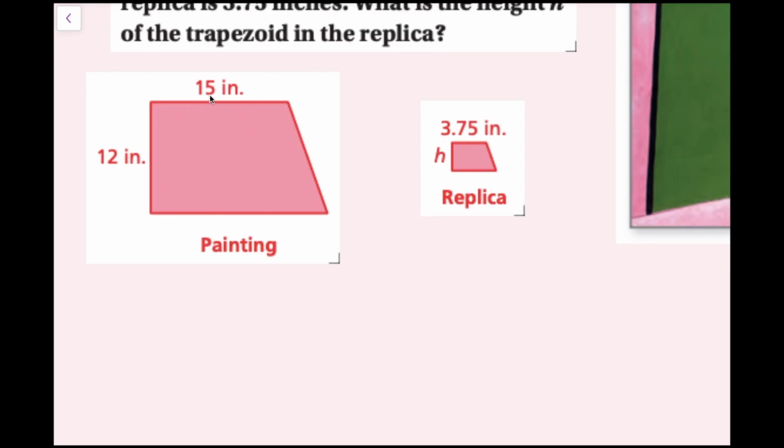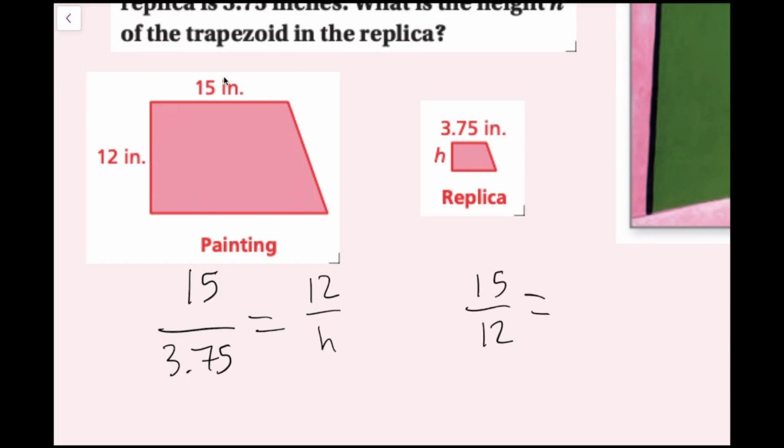So I'm going to do 15 over 3.75 equals, and since I started with this shape, I'm going to start with this shape on my other fraction too. So 15 over 3.75 equals 12 over h. Okay, so I also could have written this as 15 over 12 equals, and since I started with the top side length, I have to start with this top side length over here, 3.75 over h. So either one of these proportions will work.